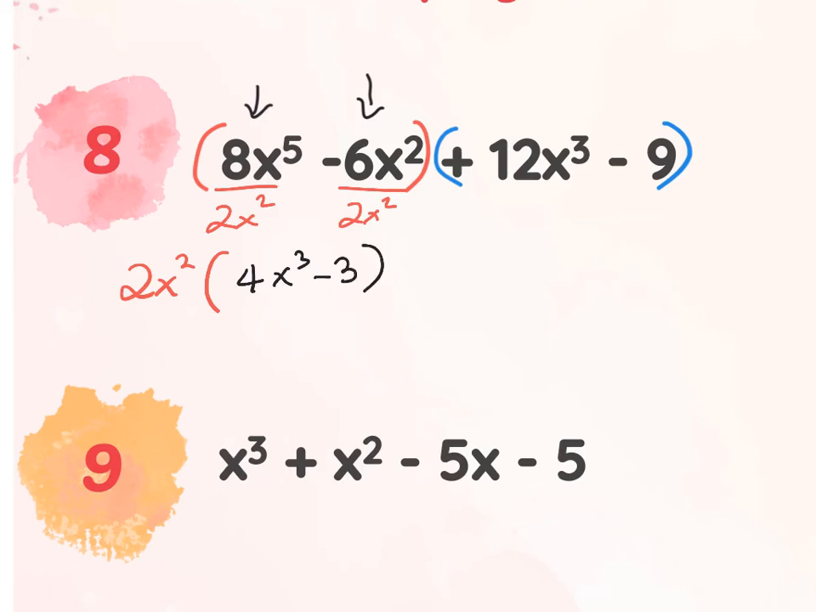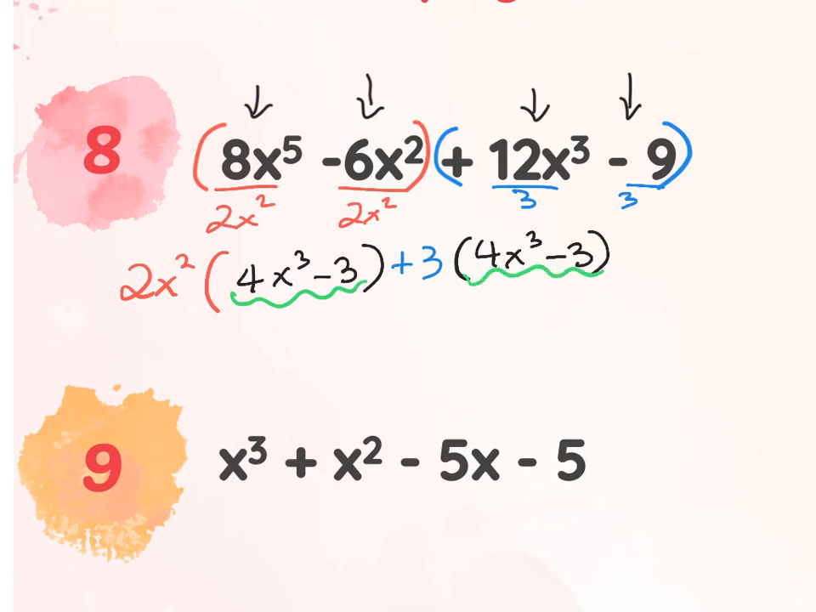Next, I have to look at the blue group. My greatest common factor between these two is a 3. So I put plus 3 here. And now the answer, after I divide this one, gives me 4x cubed. And after I divide this one, negative 3. Again, remember, these need to look the same. If they don't, maybe you should have pulled out a different sign on your GCF, or maybe you didn't get the greatest common factor.